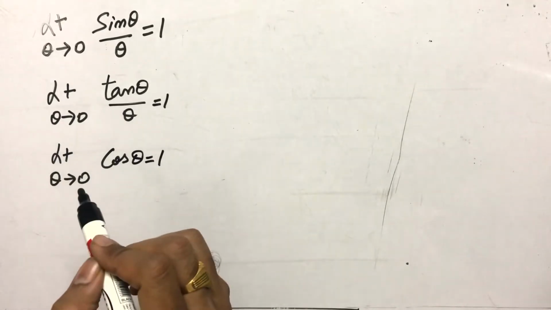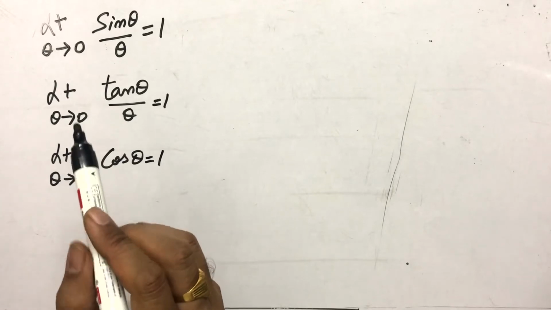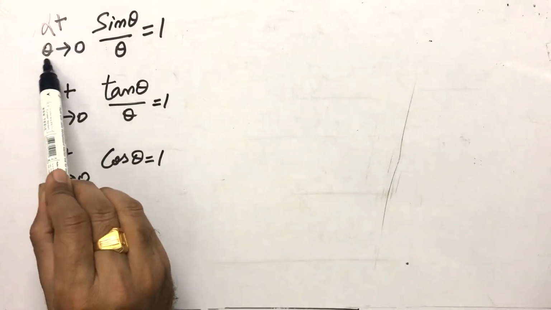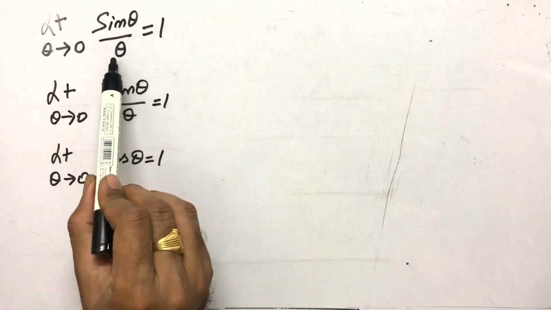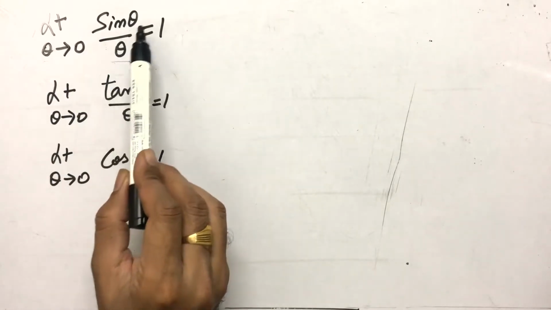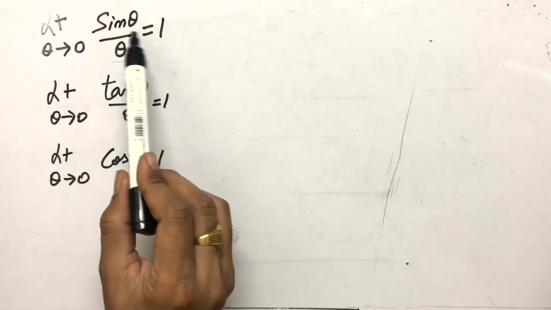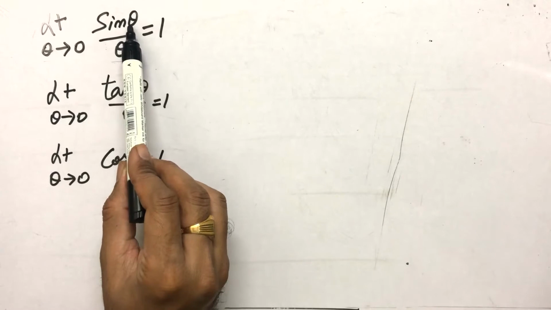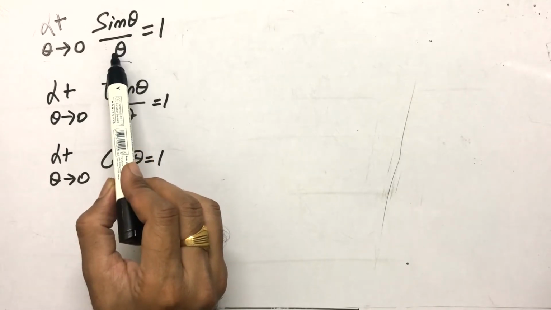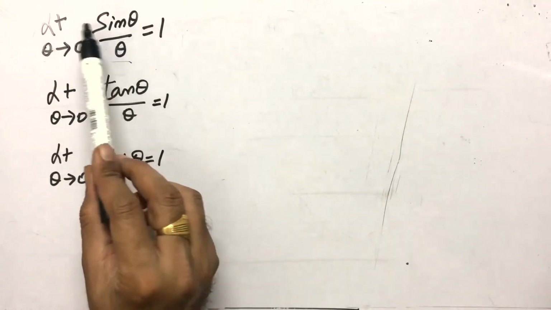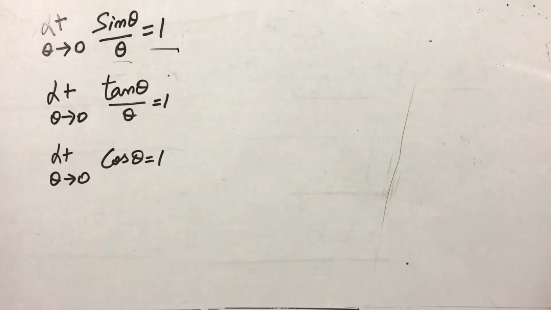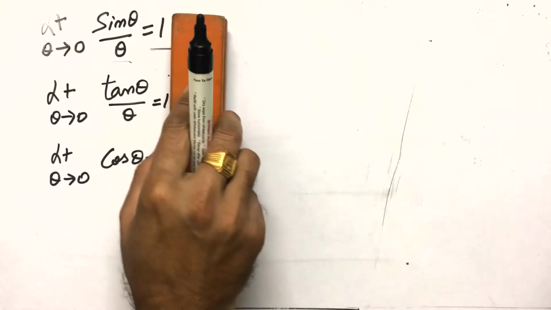So here during numericals you have to see that we have the same angle here, here as well as here. So we have to match all these. If theta tends to 0, then we have sine of theta divided by theta, and then we can put the value of this limit equal to 1. Let us solve some numericals.